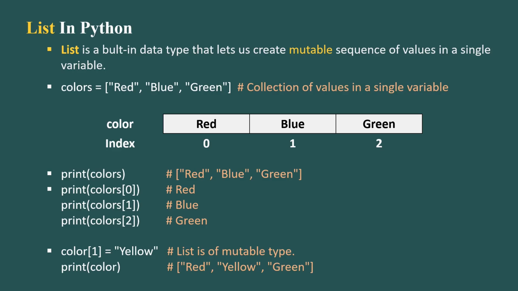Since list is of mutable type, we can change any particular value in the list using the index. Here we are changing the second value using the index 1. So colors of 1 equals yellow. Yellow will be overwritten at the place of blue. Now if we try to print the colors list, it will print red, yellow and green. It will not print blue.